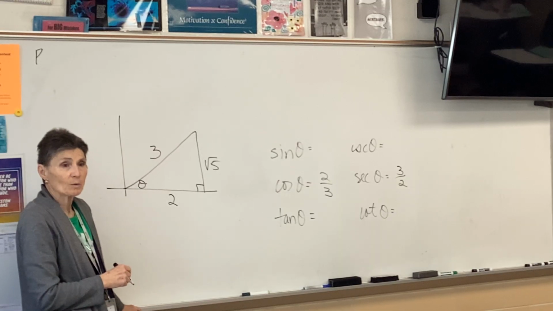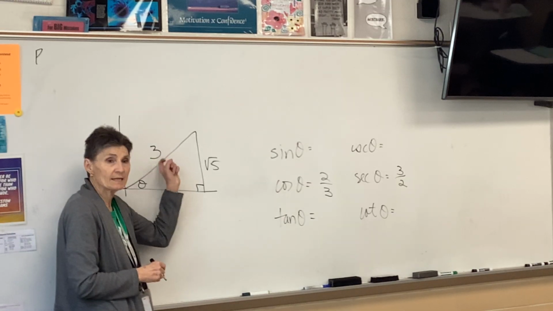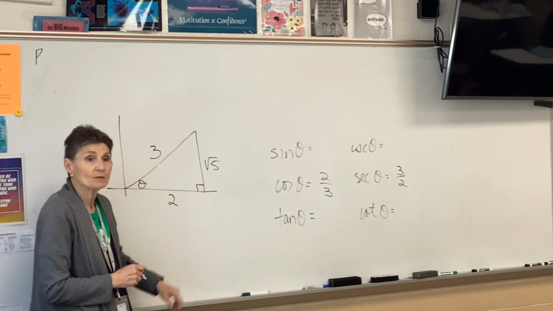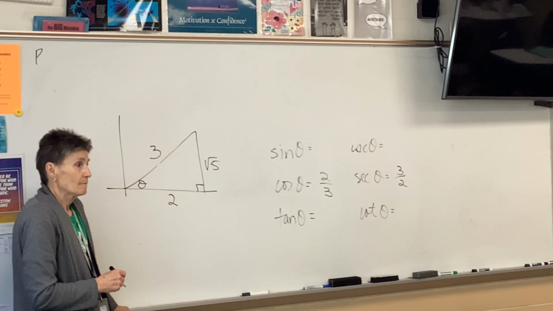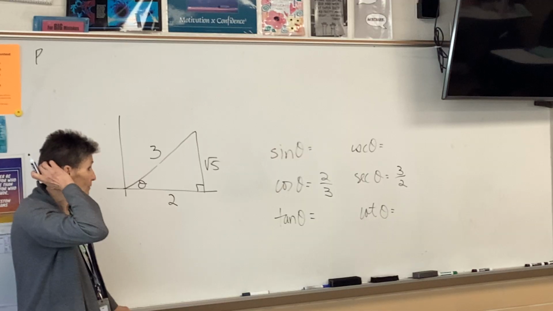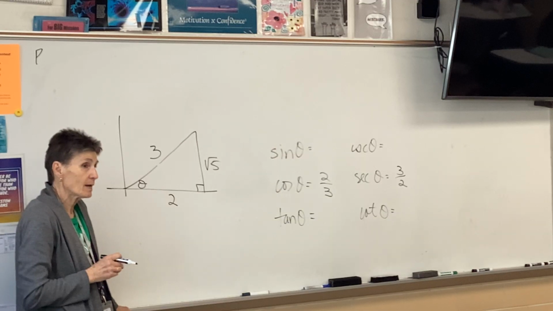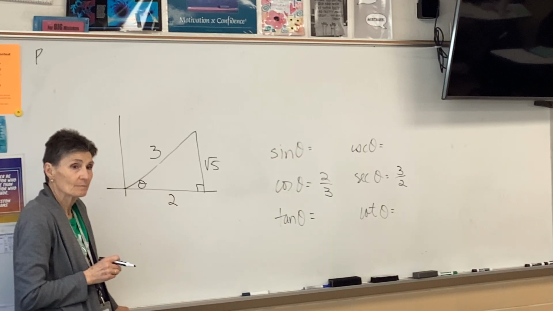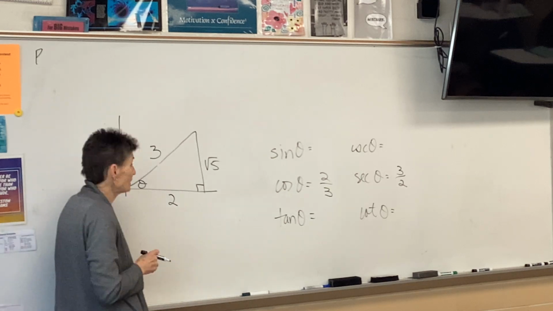A squared plus b squared equals c squared, and c is the hypotenuse. So it's the square root of 5. Everybody okay with that? Square root of 5? Okay, I'll be able to fill the rest of it in then.